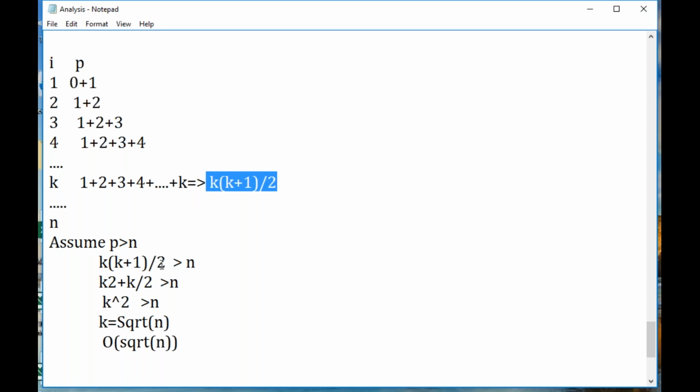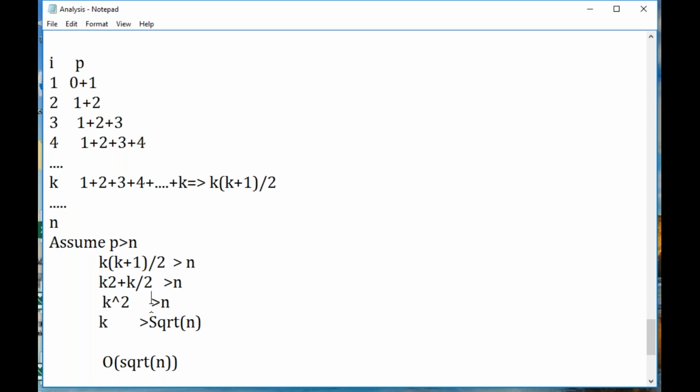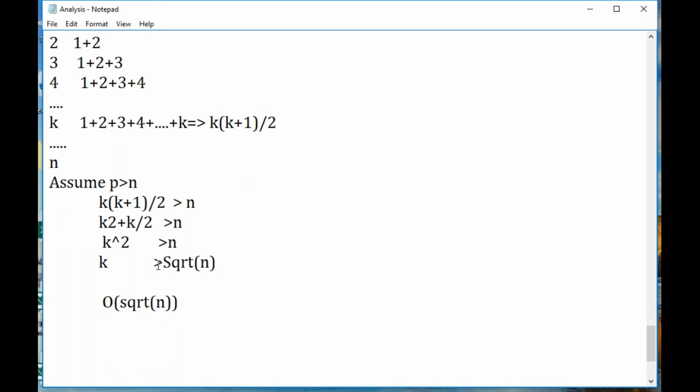I have substituted here, and whenever I'm expanding this, what happens? Your k square is a higher degree polynomial, so k square will be taken. Your k square greater than your n value is taken here. If I'm bringing this k square here, let me put the symbol itself, guys. Now it will be easy for you to understand. When I bring this k square here, it becomes square root of n. So what is the time complexity calculated here? That is nothing but order of square root of n. Is this clear now? Okay, fine.